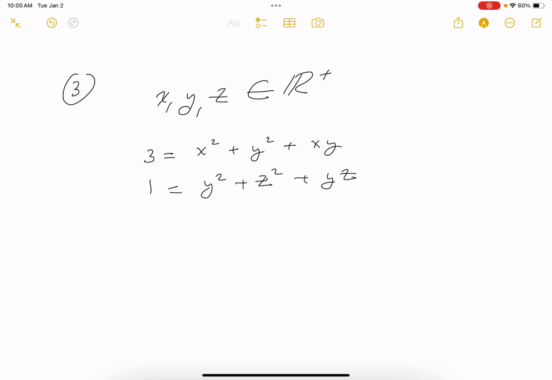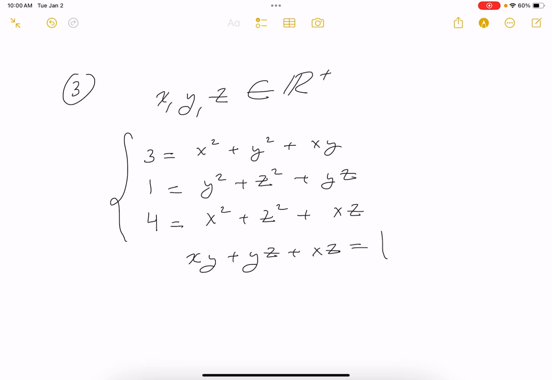There's definitely a pattern to it. And 4 is equal to, let's see, I'm going to say x squared plus z squared plus xz. Again, how do you do this? I guess you could solve for x, y, and z, right? Someone says, what do you want? I want to find out what xy is, what yz is, and what xz is. And if I knew those 3 things together, I just add together and I get what they want.